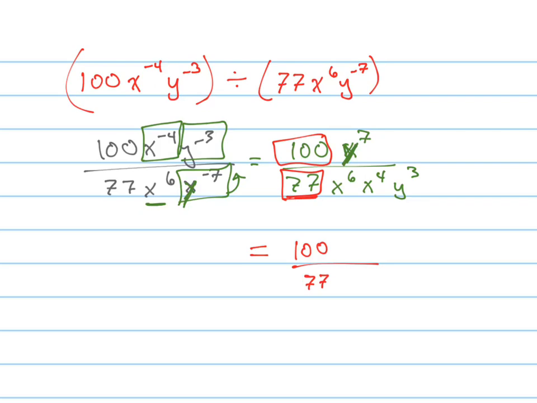How many y's do I have on the top? 7. And on the bottom? 3. So how many cancel out? 3, and how many are left? 4 on the top. That's how I do it all the time. Just, to me, it just makes it so much simpler.